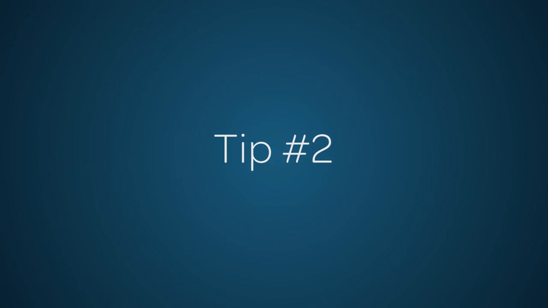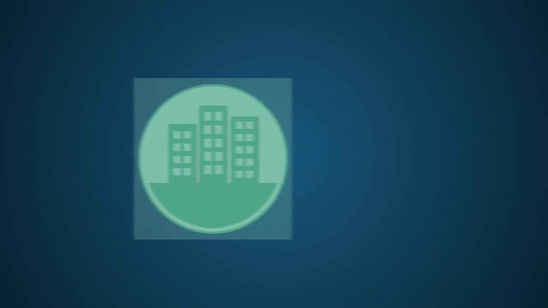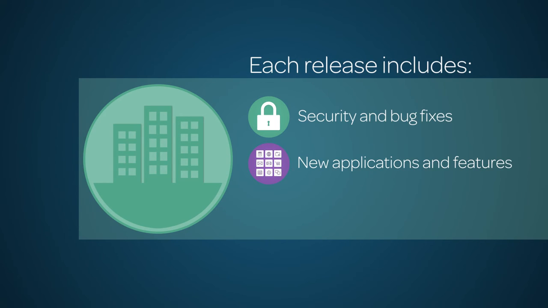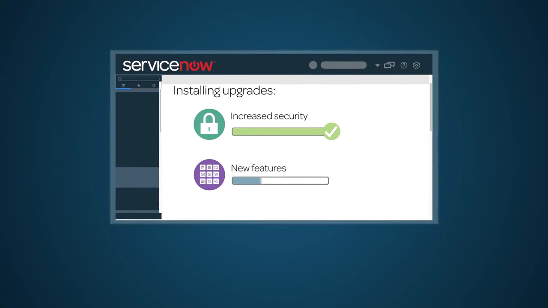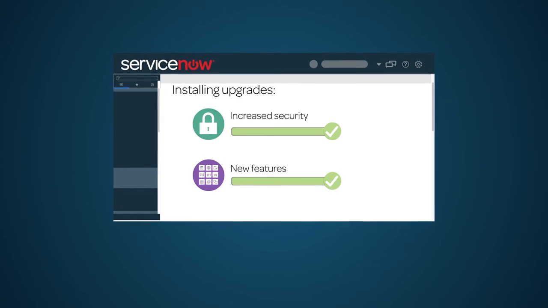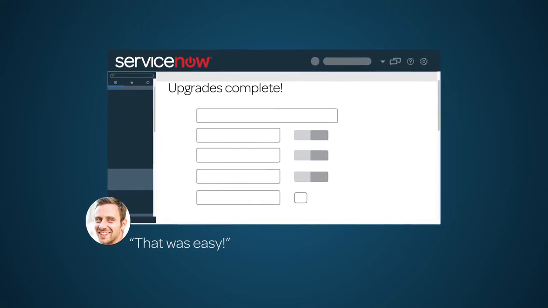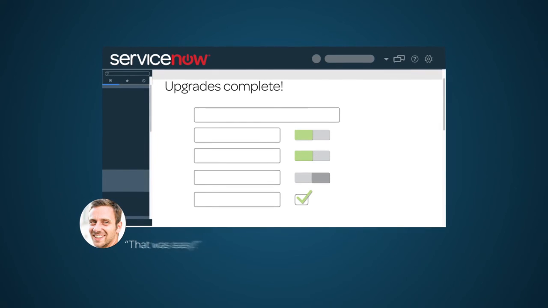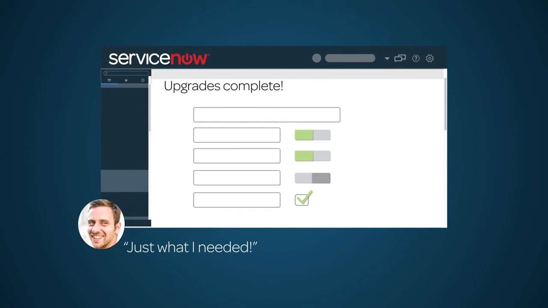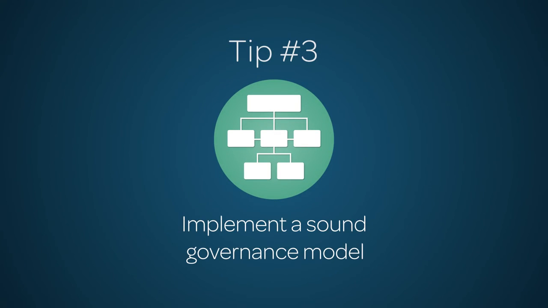This leads us to our next tip, upgrade to new releases. Each release includes security and bug fixes, new applications and features, and enhancements to existing functionality. Upgrading ensures platform security and allows you to take advantage of new features. If you aren't using a lot of customizations, adopting new releases should be easy. And who knows, maybe the latest release provides a new configuration to achieve results you thought you'd have to implement through custom code. The third tip is implement a sound governance model.